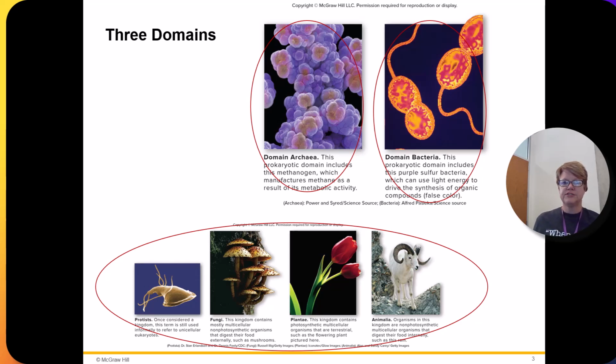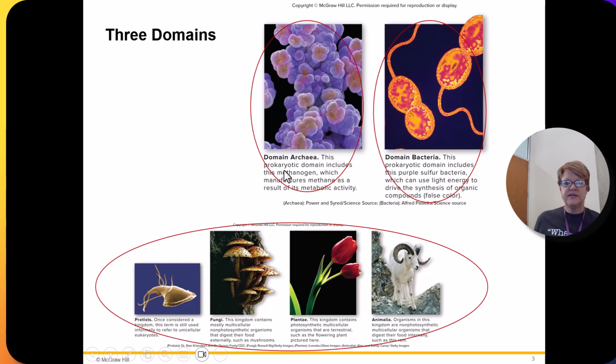This is just a picture from your textbook. The domain archaea, I circled it. Each one of these little blobs in the picture, let me get my mouse here, that's one cell. So there's probably 100 cells easily in this picture, 100 organisms. But these organisms are what we call prokaryotes. You see this word prokaryotic right here.